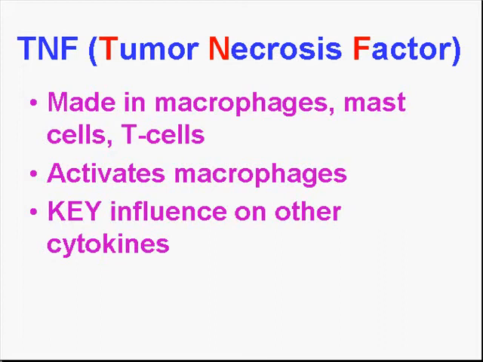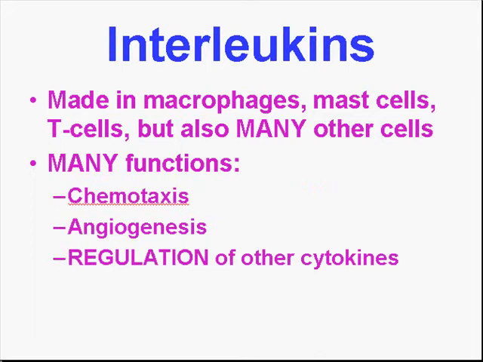And as long as we open the door, let's talk about interleukins. Interleukins are made in macrophages and a wide variety of other cells. And what do they do? Well, they're involved with chemotaxis as well. So could interleukins be called a chemokine? Yes, they could. They are also involved in angiogenesis. And like we said with TNF, the interleukins, especially interleukin-1, is a prime regulator of other cytokines.